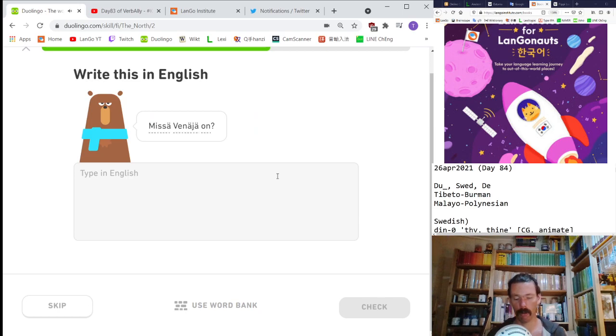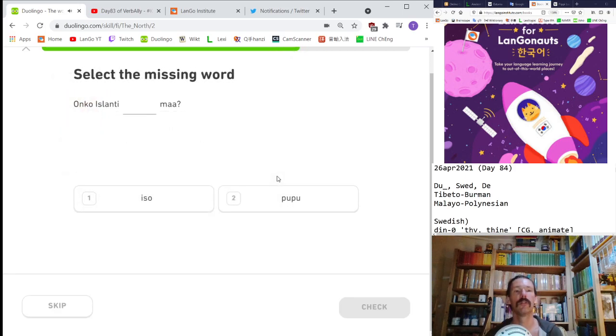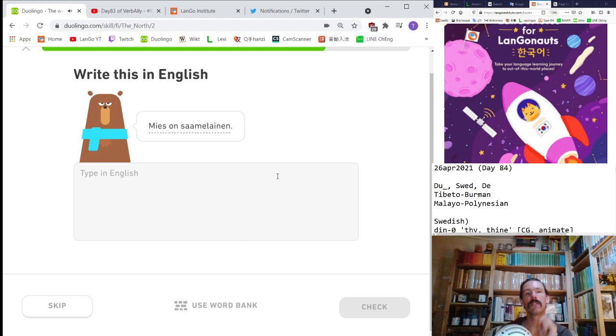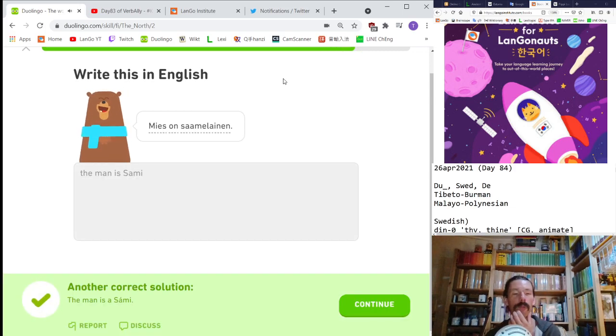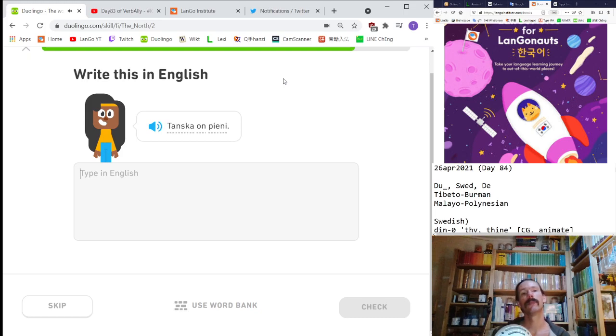Missä Venäjä on? Where is Russia? Onko Islanti? So is Iceland a big country, not a rapid country? Mies on saamelainen. The man is Sami. Ethnicity or tribal identity. Tanska on pieni. Note the T for the Danish D, the Norse original with a D. Denmark. On is. Pieni, small.